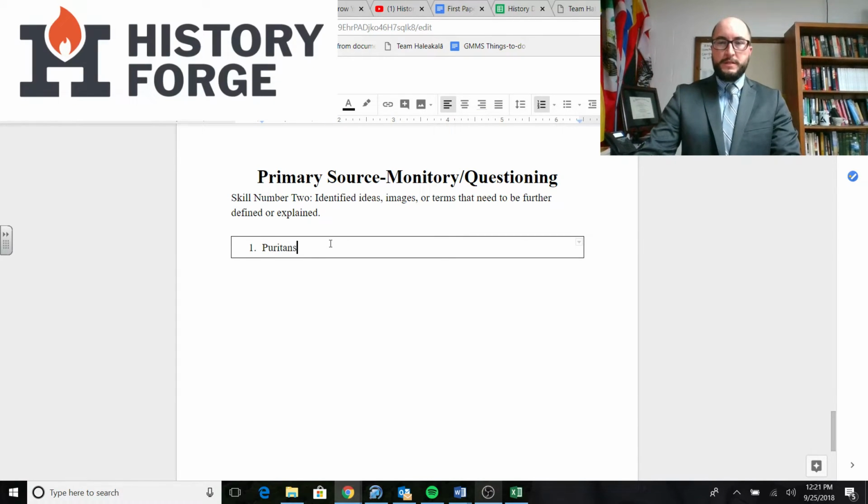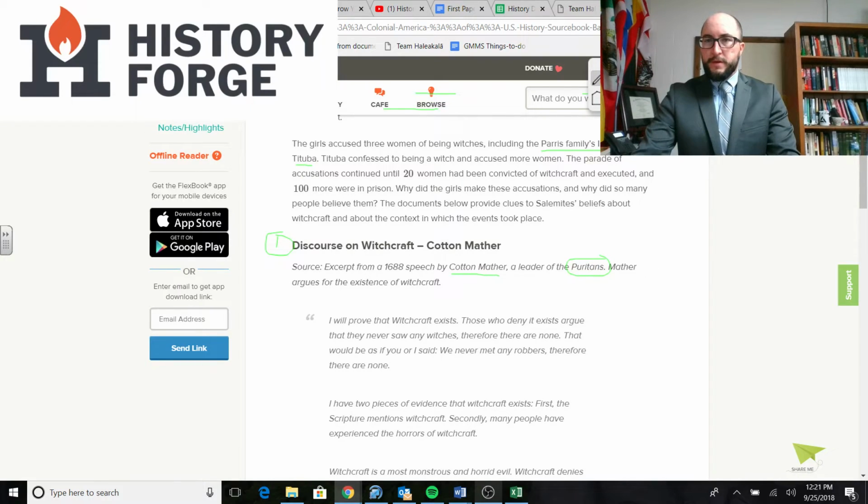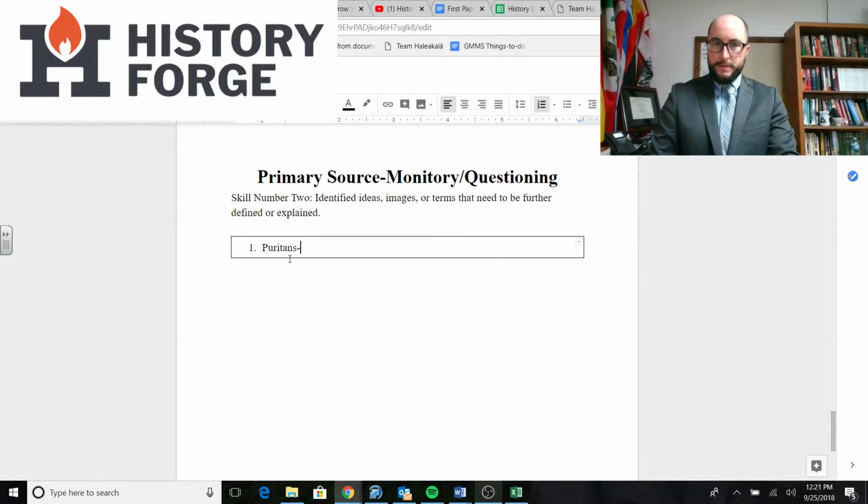It doesn't tell us. We do know who Samuel Paris, Betty Paris, and Abigail Williams are because it tells us. But it doesn't say what Puritans are, so Puritans is a really good thing to write down. So we should write down Puritans, because we don't know. So if you don't know what that word is, you should put it down, because again, you don't know what that means, and then you should look it up if you don't.